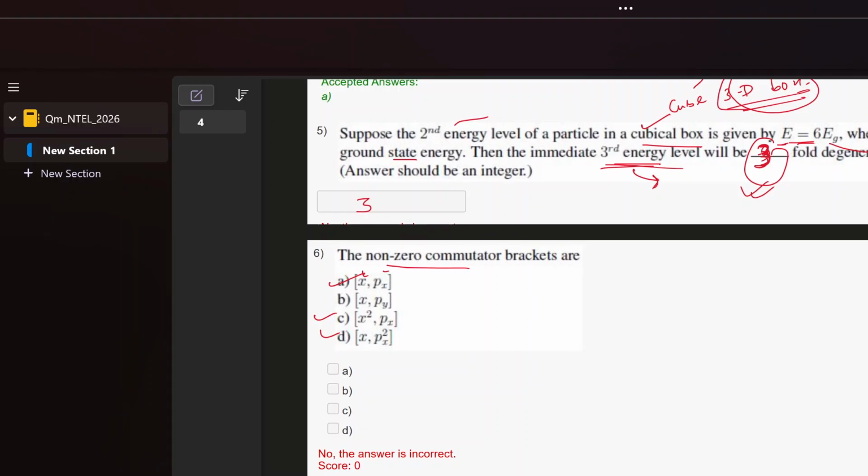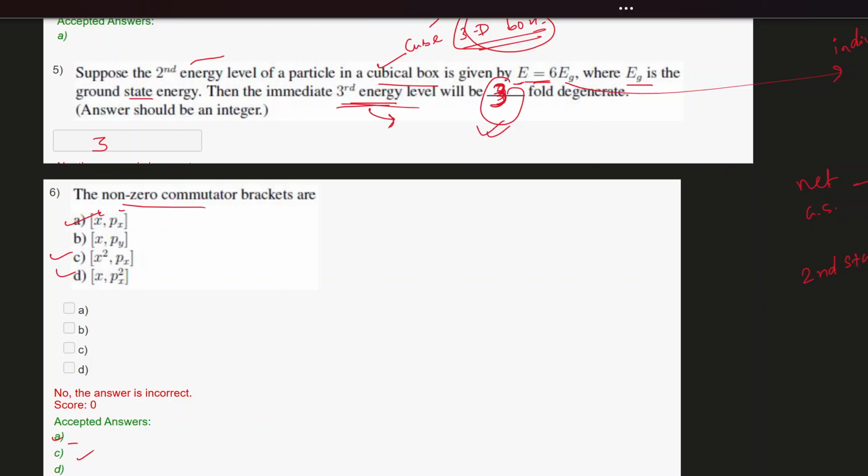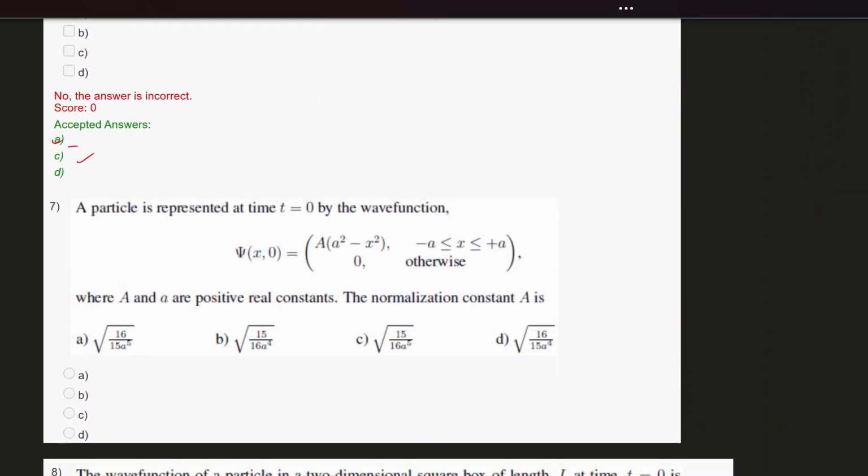So we have solved already 6 problems, 4 more are left. So quickly doing that, question number 7 is, a particle is represented at time t equal to 0 by the wave function psi x comma 0, where this kind of a thing is given. Okay, and these are constants that are unknown. A normalization constant A you have to find out.